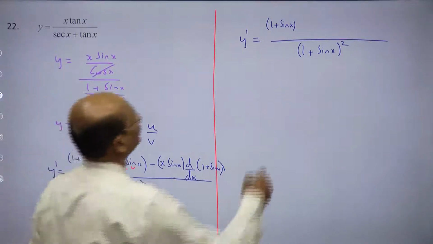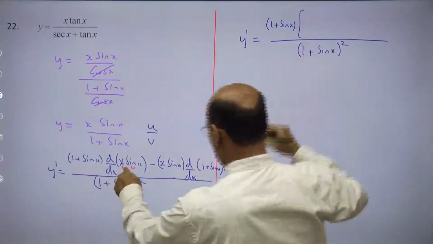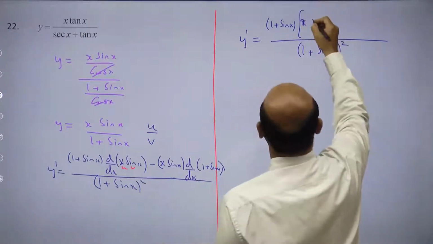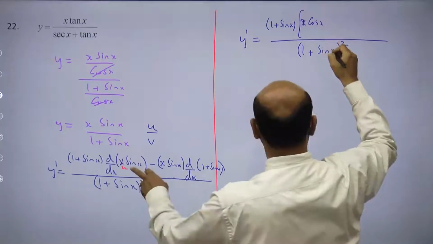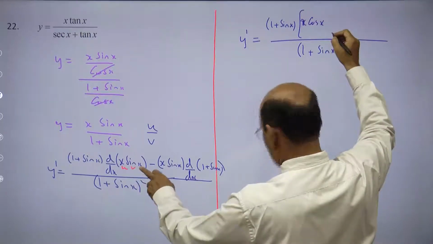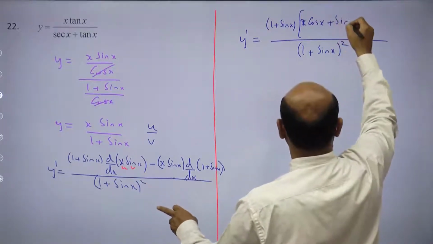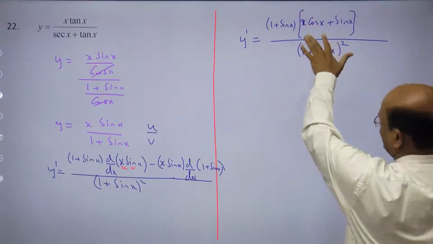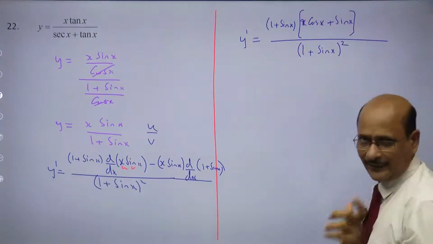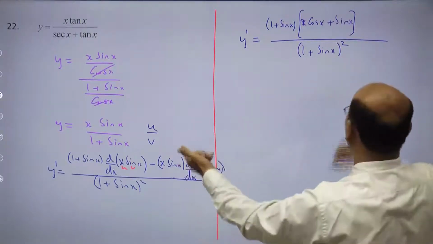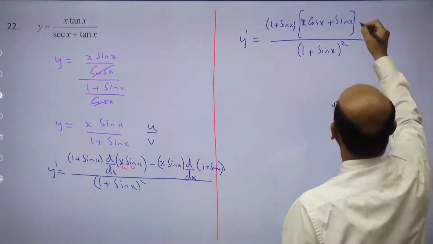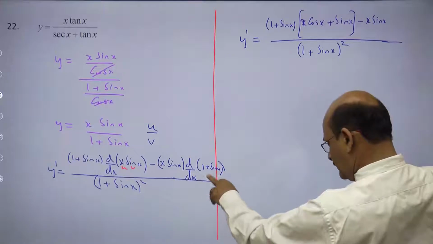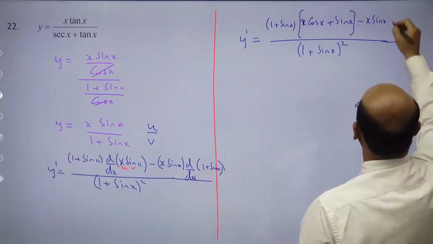So, what will happen now? I am writing this now, u derivative of v, that is cos x, plus v derivative of x is 1. So, remember this: 1 plus sin x into derivative of x sin x is x cos x plus sin x. I think that is very clear, right children? Okay, do not get confused. Minus x sin x into, if you look at this, derivative of 1 is 0, derivative of sin x is cos x.